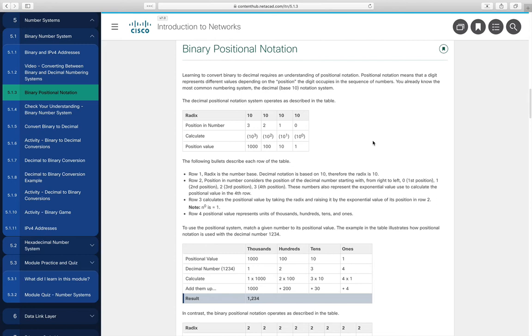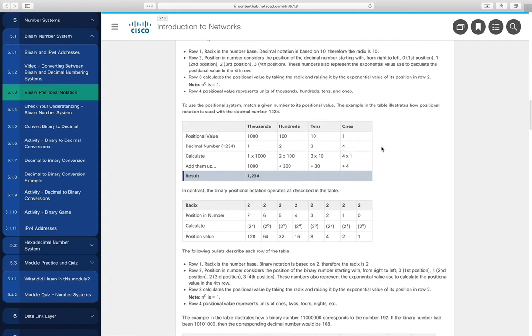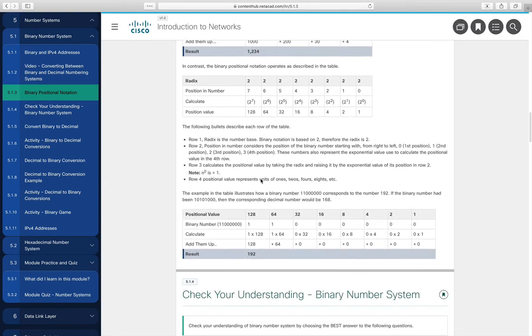So that basically means each position where we have a digit, in this case in base 10, has a weight. So down here, they have 1, 2, 3, and 4. There are 4 1s, 3 10s, 2 100s, 1,000, and if we add all those together, we get 1,234.